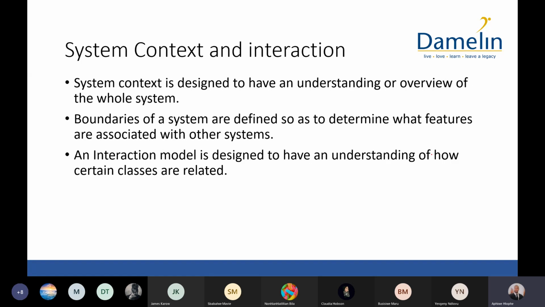So again, talking about system context and interaction. System context is designed to have an understanding or overview of the whole system or the architecture of the system. Boundaries of a system are defined so as to determine what features are associated with other systems. So in the system context models, we're trying to see what are the boundaries of the system and what other subsystems are involved in this particular scenario. And an interaction model is designed to have an understanding of how certain classes are related.